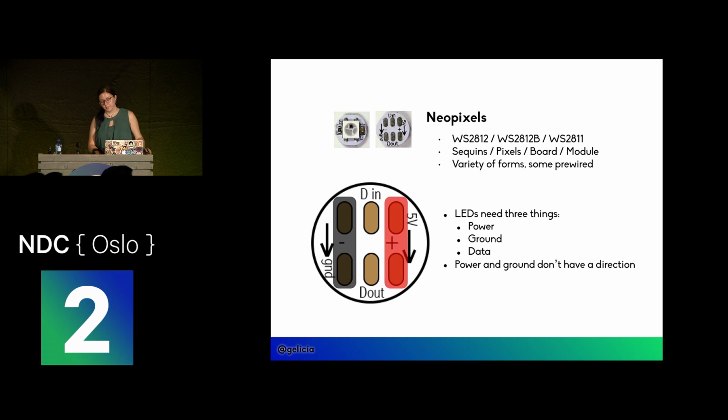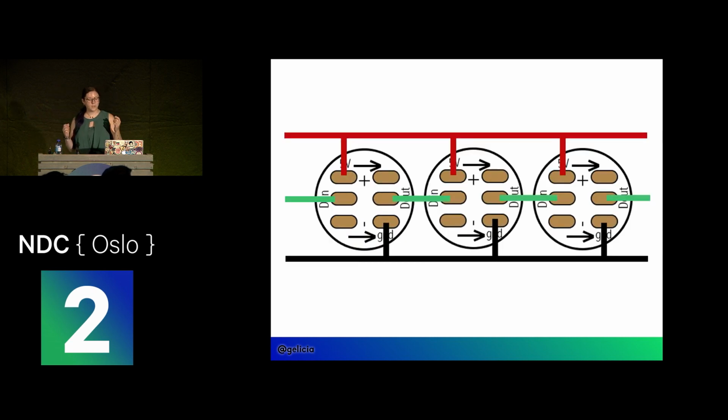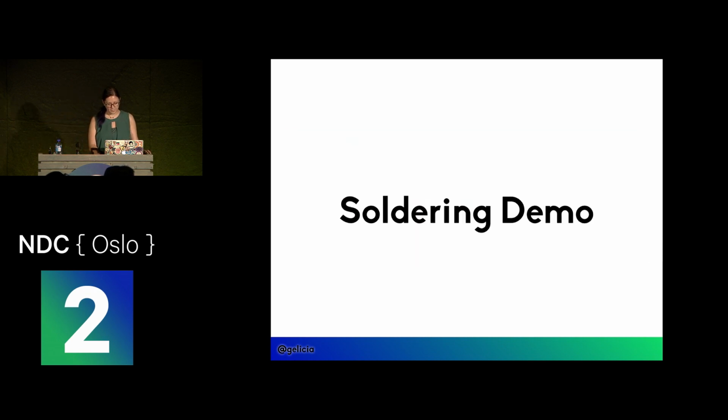So these LEDs need three things to work: power, ground, and data. For power and ground, there's no direction to it. You just need to make sure it has a connection to both power and ground. For data, there's always an in and an out, and that's for chaining them together. So if you have more than one of these, you put a wire into the in, and then a wire from the out to the next one, and to the next one, and so forth. And then when you program this, it's 0, 1, or 2. You can refer to each individual LED with what color you want, and they can all do any color that you want. So let's do a soldering demo.